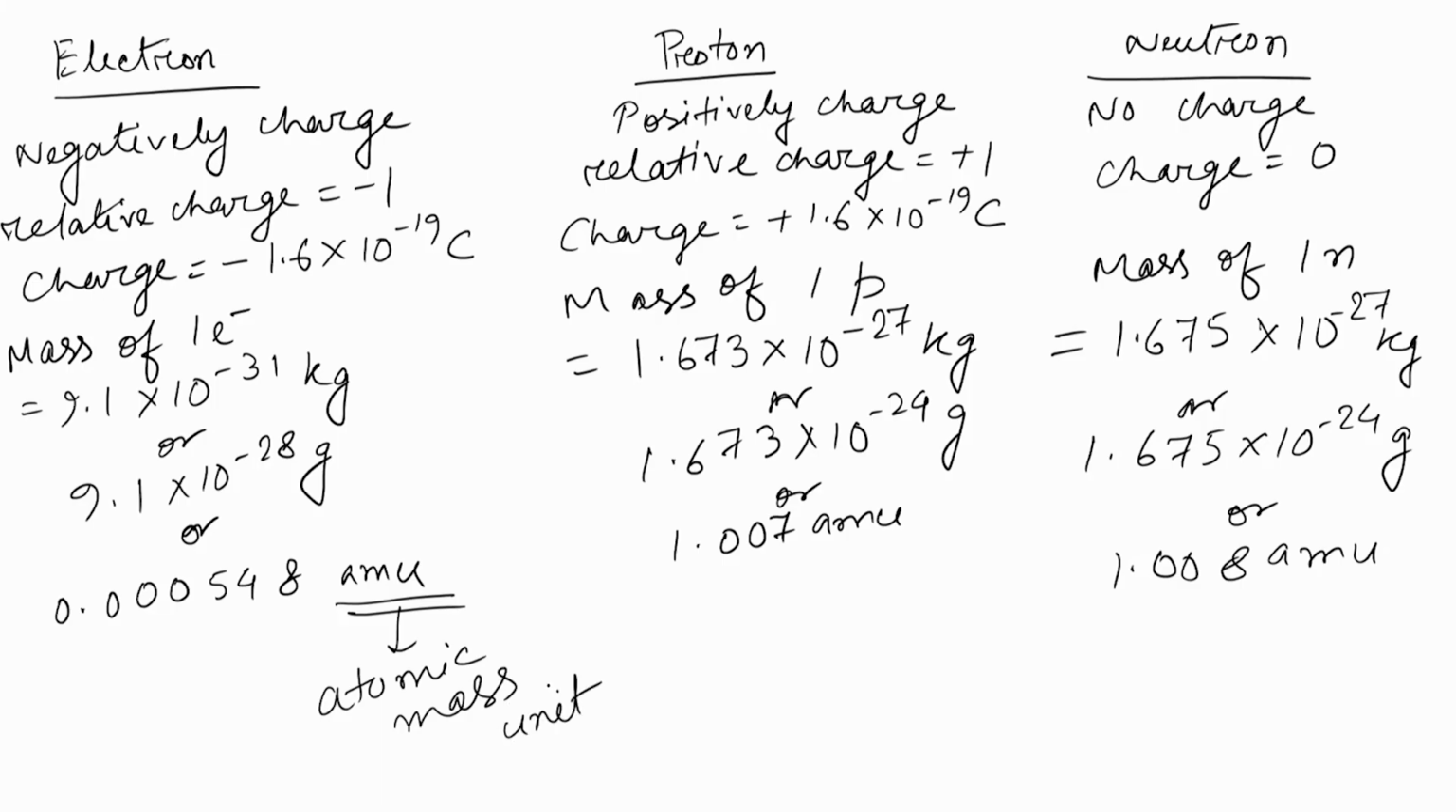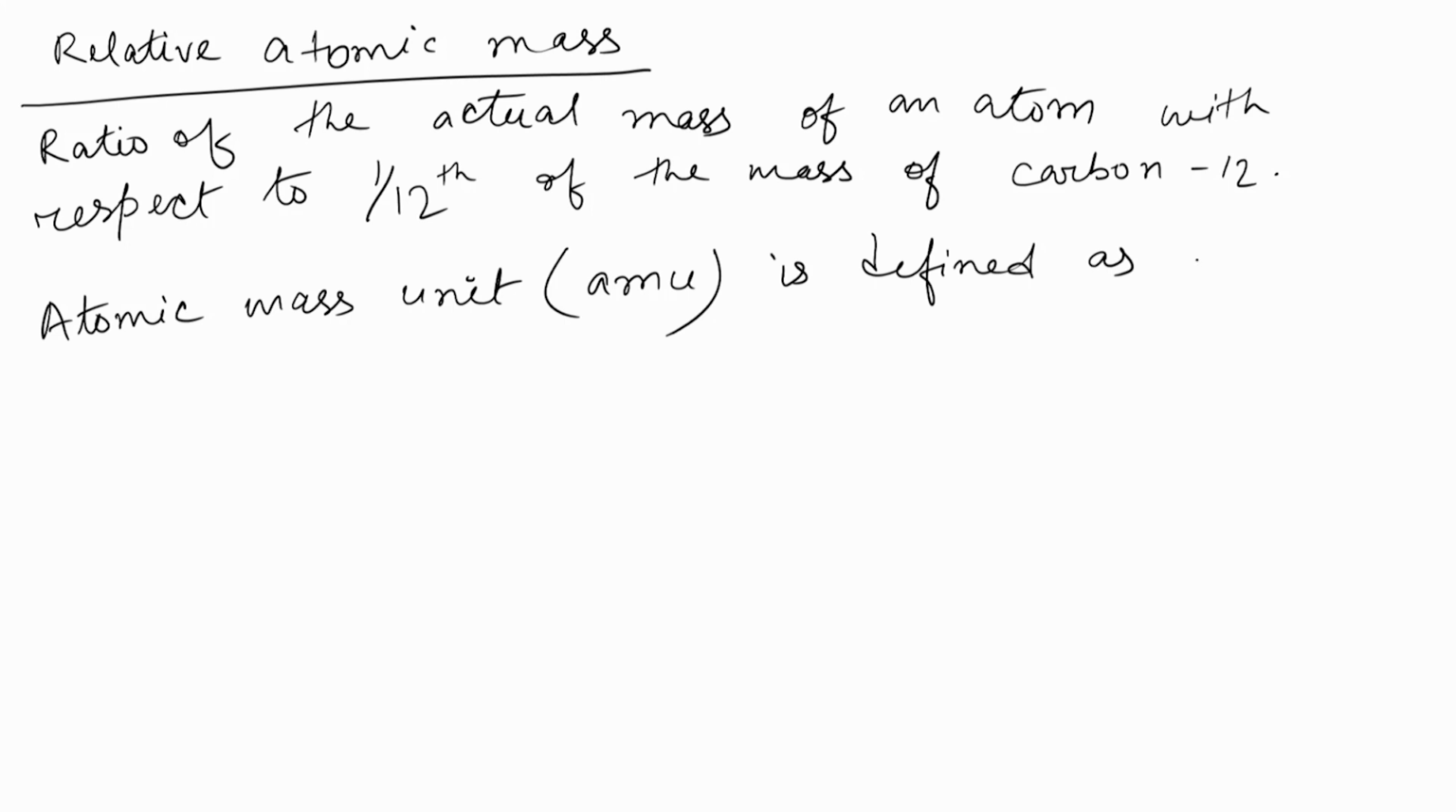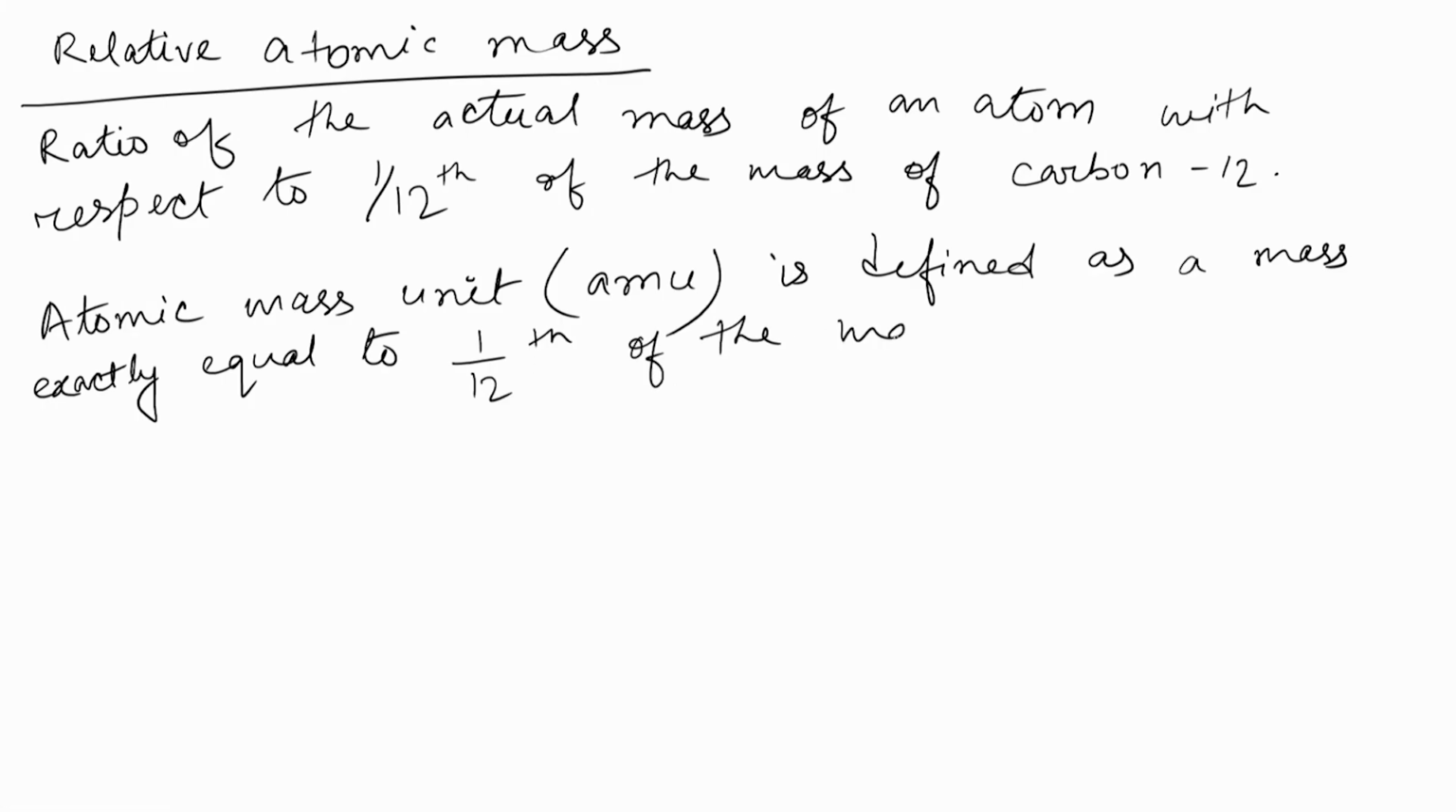Atomic mass unit is written as AMU. So, the definition of atomic mass unit: atomic mass unit or AMU is defined as a mass exactly equal to 1/12 of the mass of one carbon-12 atom. Okay.